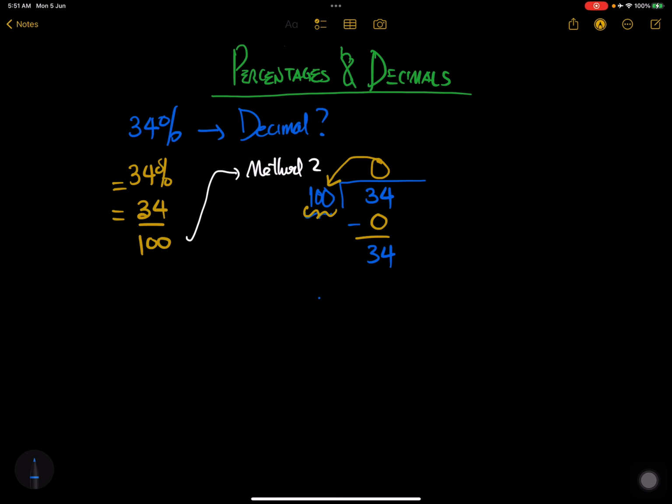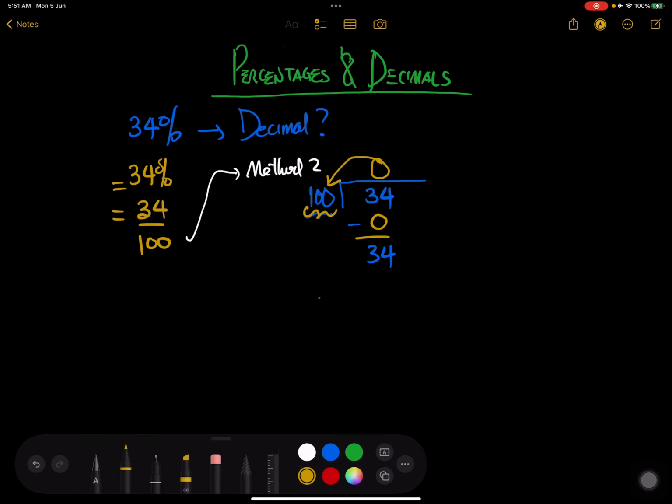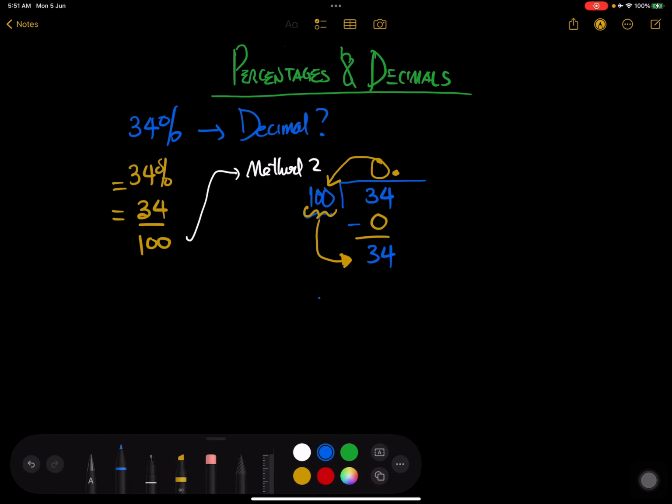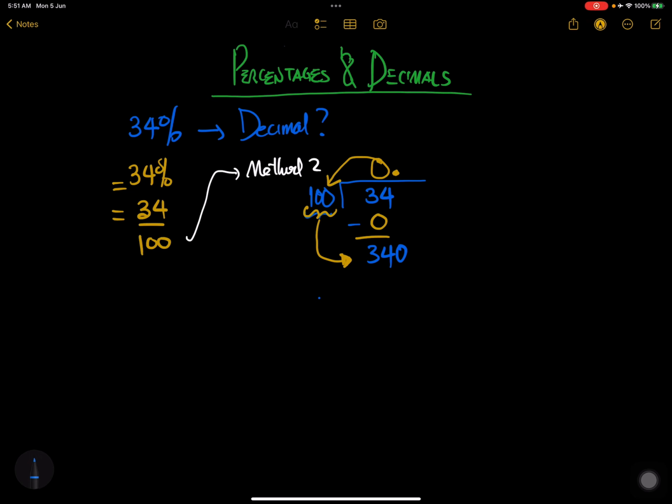The next question we need to ask ourselves is, can 100 again go into this 34? And the answer is still no. So we put a decimal point next to the 0 on top there, indicating that 100 cannot go into 34. And the moment you put a decimal point on top, you need to add 0 to the 34. So the question is, can 100 go into 340?